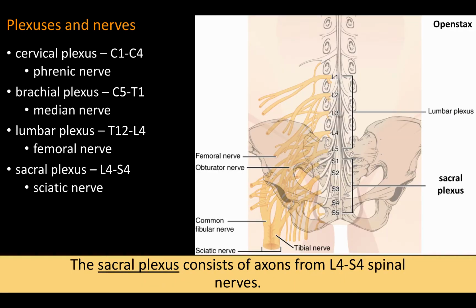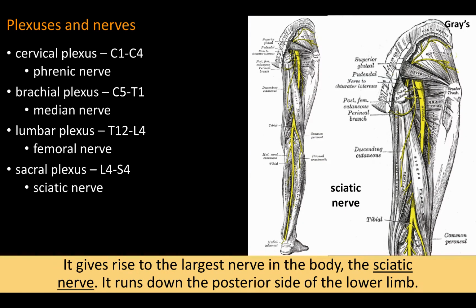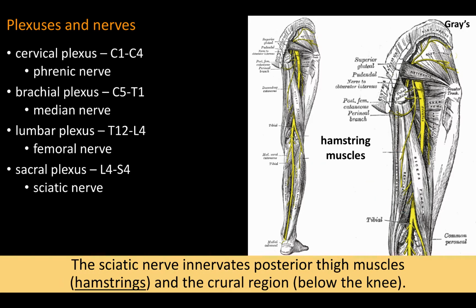The sacral plexus consists of axons from L4 to S4 spinal nerves. It gives rise to the largest nerve in the body, the sciatic nerve. It runs down the posterior side of the lower limb. The sciatic nerve innervates posterior thigh muscles, hamstrings, and the crural region, below the knee.